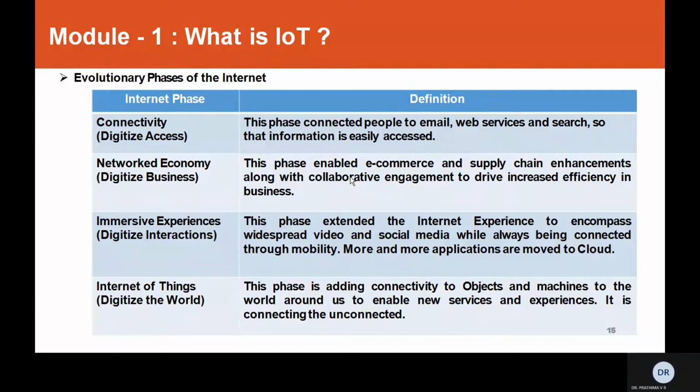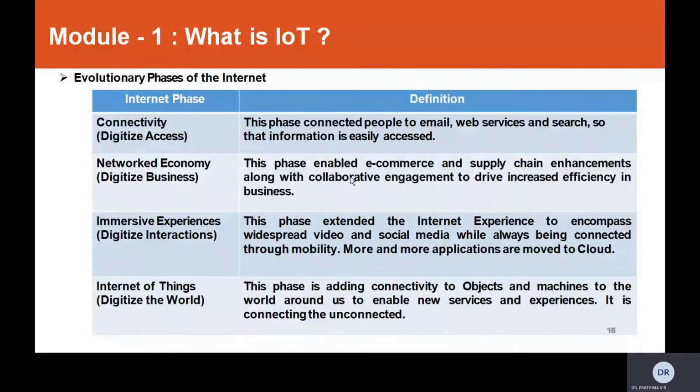Now, the last stage or last phase is referred to as the Internet of Things. And this is the phase which is digitizing the entire world. Here, this phase adds extra flavors to the connectivity of an object, to the connectivity of a machine, and to the connectivity of a machine towards the world. And it enables the latest services and experiences by establishing the connected parameters associated with the unconnected.